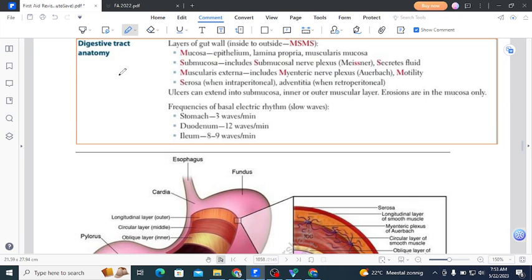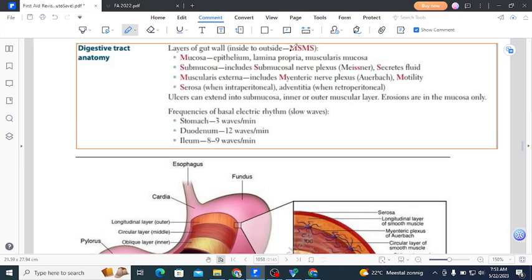Then what is digestive tract anatomy? The layers of the gut wall, MSMS. Basically the digestive tract anatomy, you may say histology. This MSMS is the basic framework of the GIT from the oral cavity down to the anal canal. It is the same throughout.